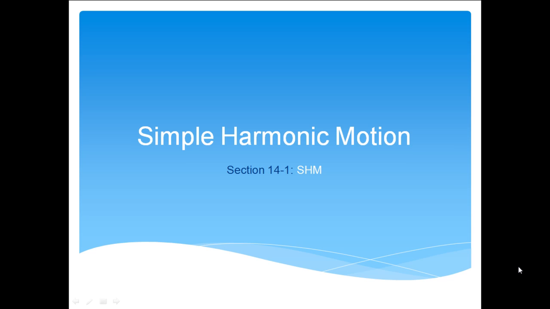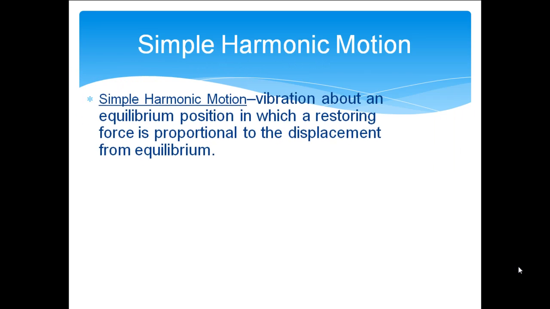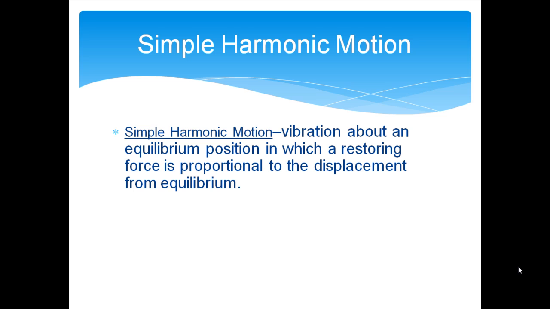So simple harmonic motion. Simple because it's simple. Harmonic because it's in harmony. So what is simple harmonic motion? It's vibration about an equilibrium position in which a restoring force is proportional to the displacement from equilibrium. That's kind of difficult to understand. It just basically means that something goes away from its equilibrium, then it comes back because there's a force pulling it backwards, and that this is directly related to its displacement. I'll try to clear it up later.